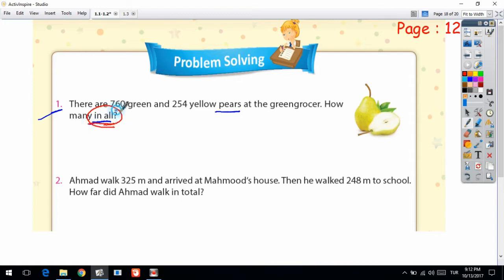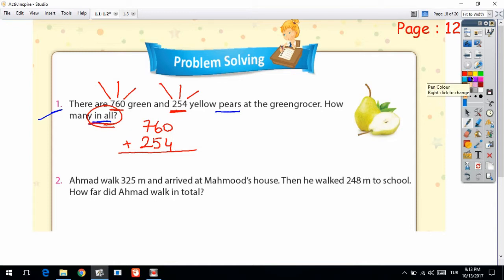So we have two numbers, then what should I do? I need to add them. First 760, another number 254, don't forget. This is the ones digit, this is the ones digit. This is the tens digit, this is the tens digit, then 7 is the hundreds digit, 2 is the hundreds digit. I will write the same digits under each other. I am writing here 254.